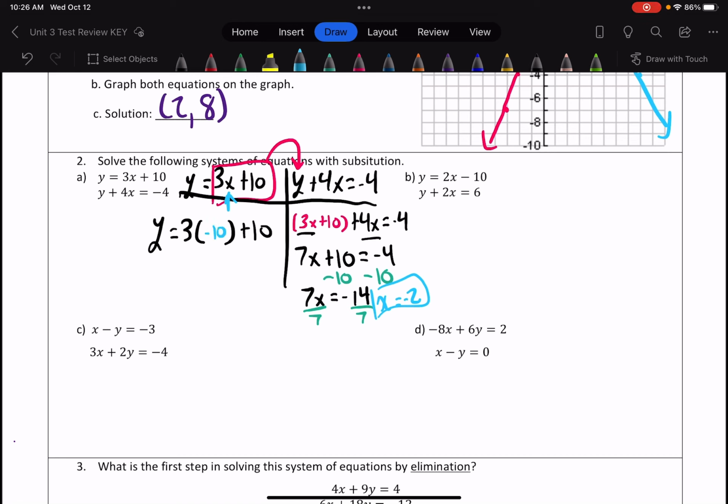And I will simplify the equation. So I've got y is equal to negative 30 plus 10, which gives me that y is equal to negative 20. So my solution for this first one is going to be negative 2, negative 20.